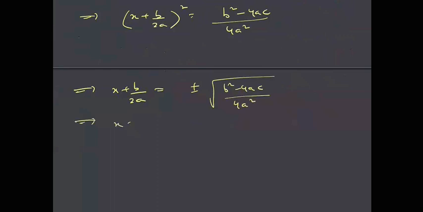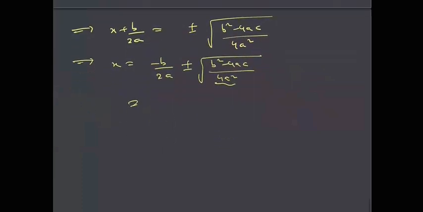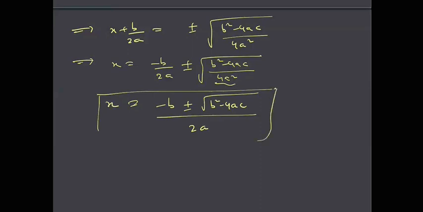So then I can write x is nothing but minus b by 2a plus minus square root of b square minus 4ac by 4a square. Square root of 4a square is also equal to 2a, right? So then I can write it as minus b plus minus square root of b square minus 4ac over 2a. Okay, so this is how you solve for x.